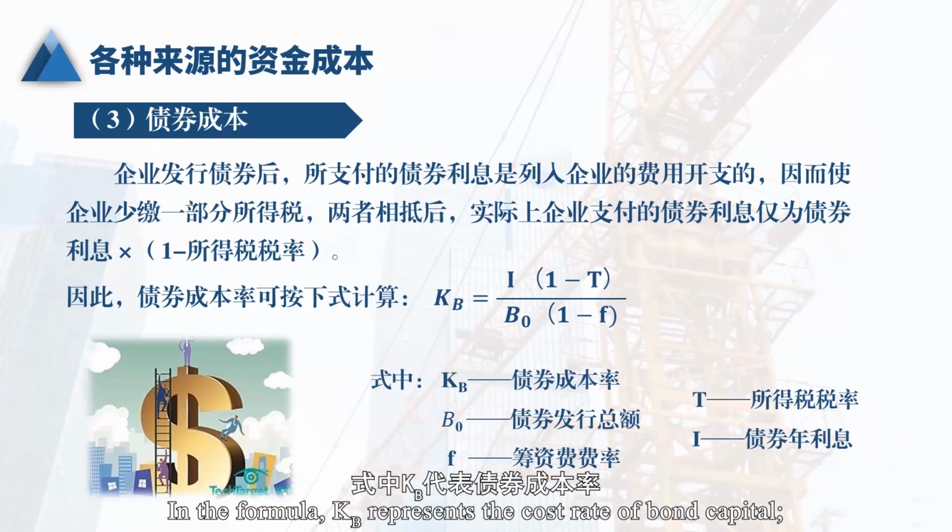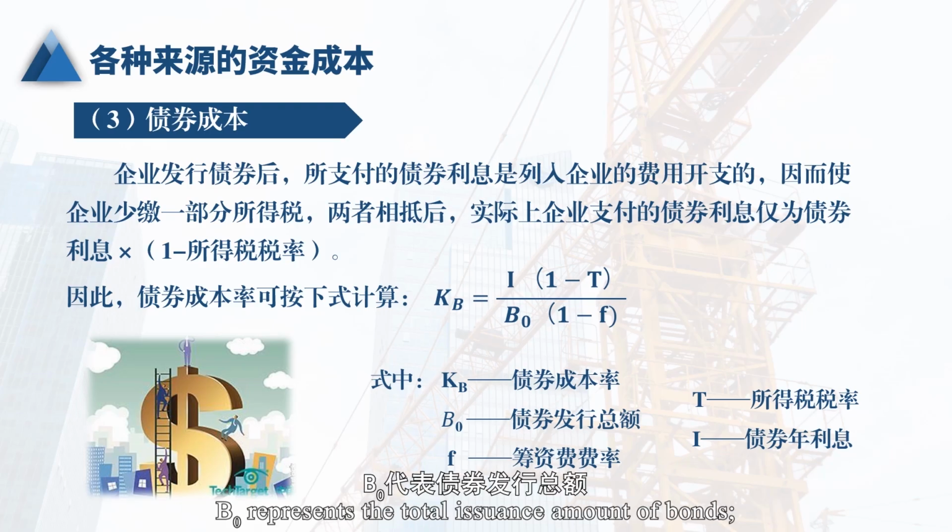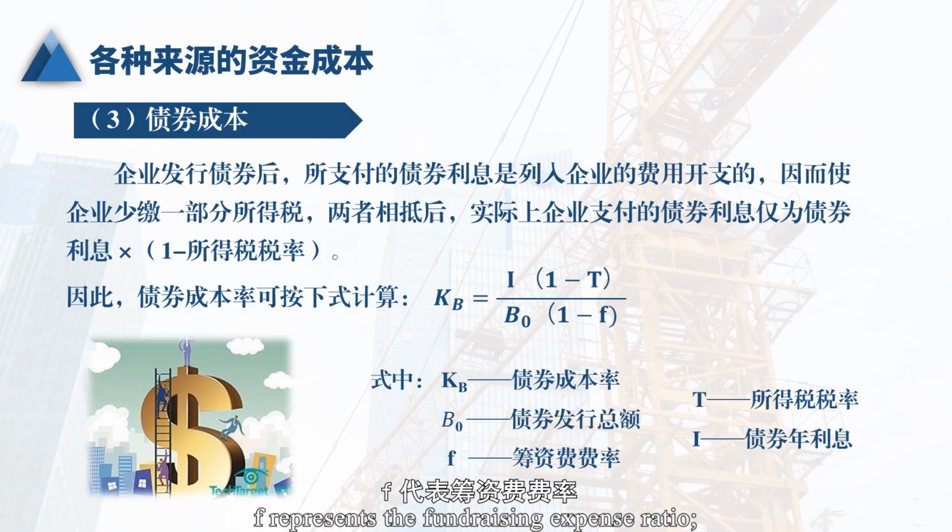In the formula, K_B represents the cost rate of bond capital. B_0 represents the total issuance amount of bonds. F represents the fundraising expense ratio. T represents the income tax rate. I represents the annual interest on bonds.